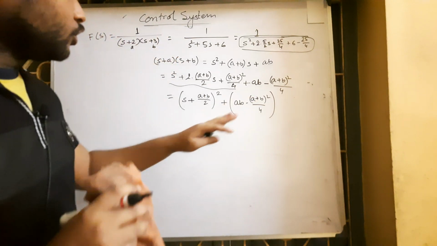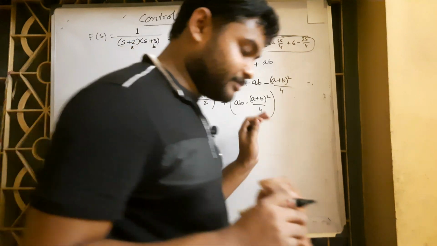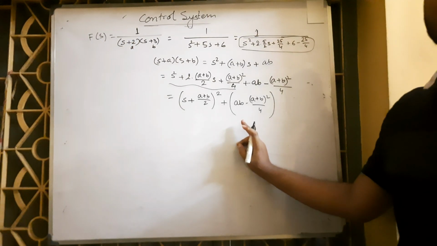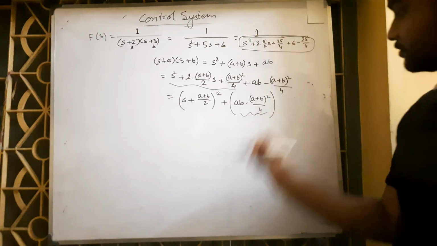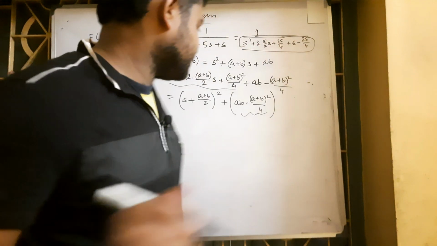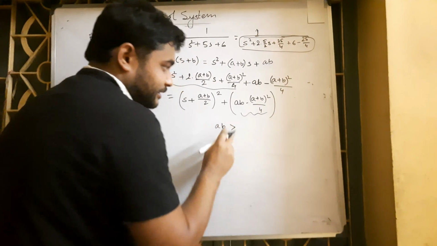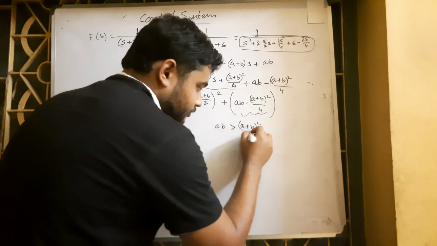Now to make it a square term, it must be greater than 0, otherwise the omega will be imaginary. So this portion must be greater than 0. Let me consider that one. AB must be greater than 0. That means AB must be greater than this term, (a plus b) whole square by 4.